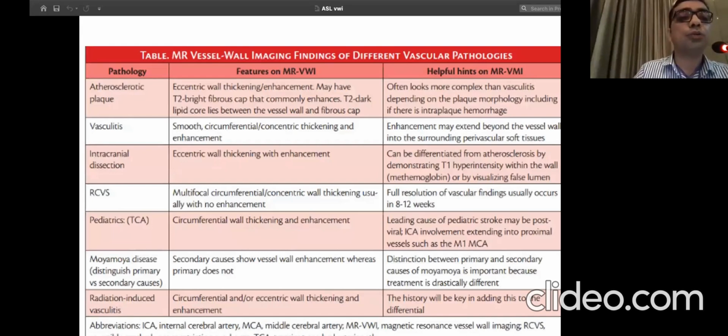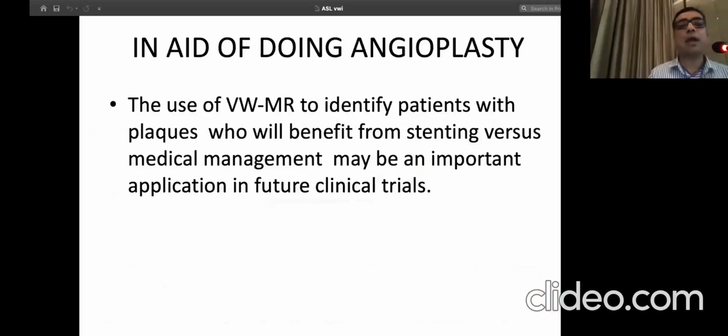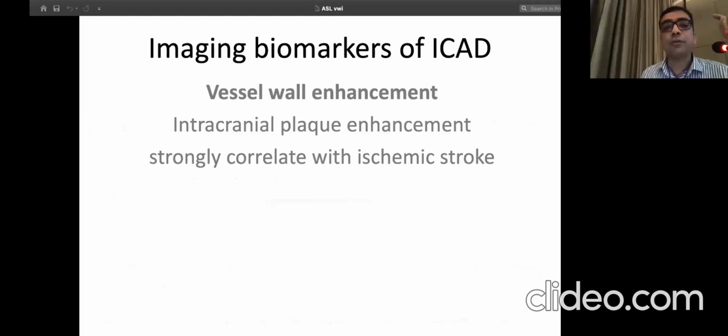It helps us to differentiate between a plaque, a vasculitis, a dissection, RCVS. More of our work is to differentiate the reason for the narrowing, and to decide when to intervene or not to intervene. It has come to help us in doing angioplasty, in identifying plaques that will benefit from stenting versus medical management, and for the trials.